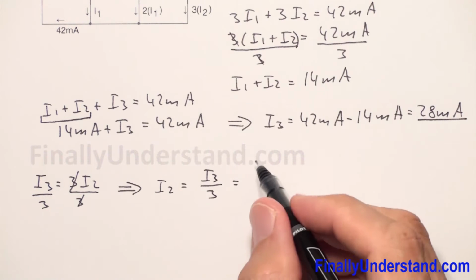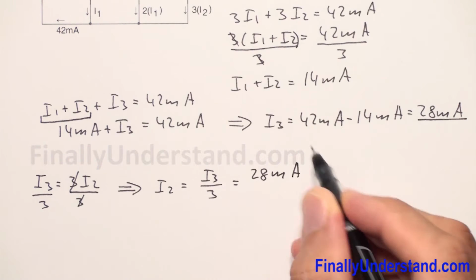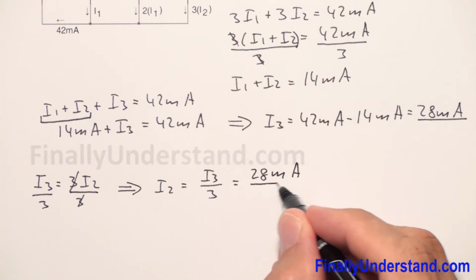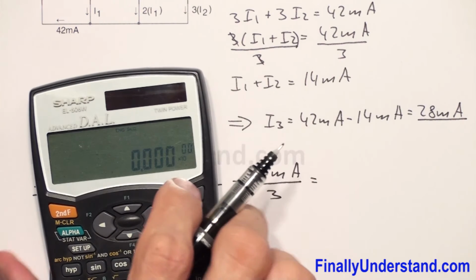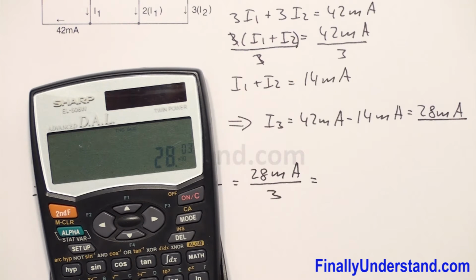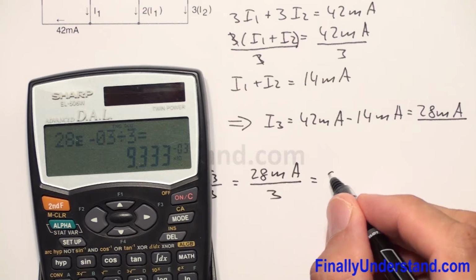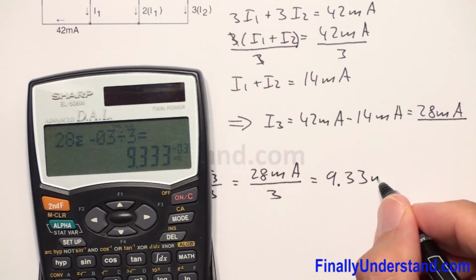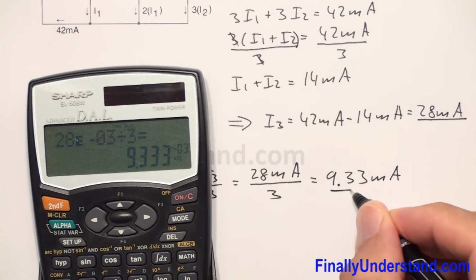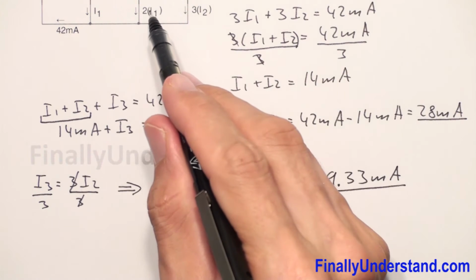So this is equal to 28 milliamps. This is my I3 divided by 3. 28 times 10 to the negative 3 divided by 3 is equal to 9.33 milliamps. Okay, so this is my current I2.